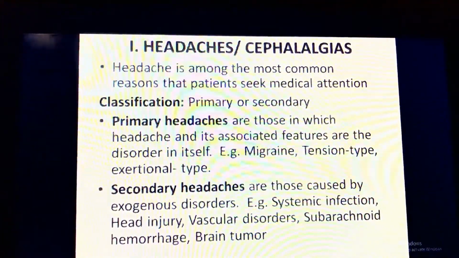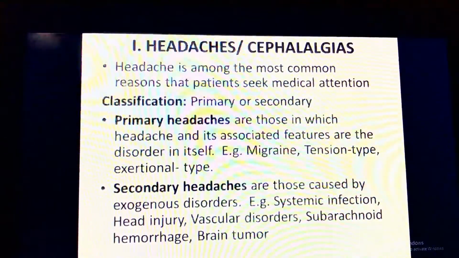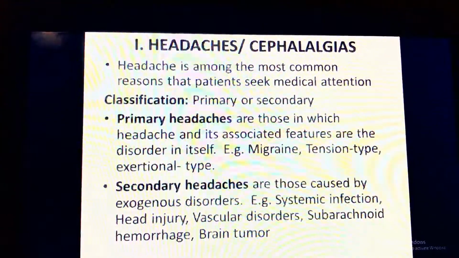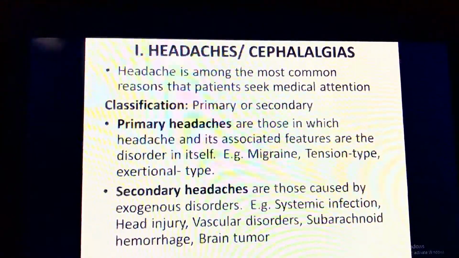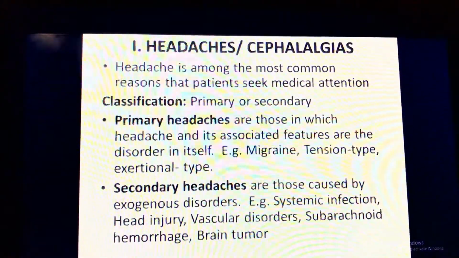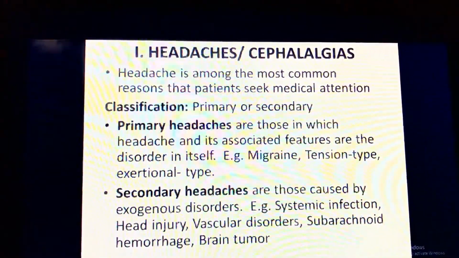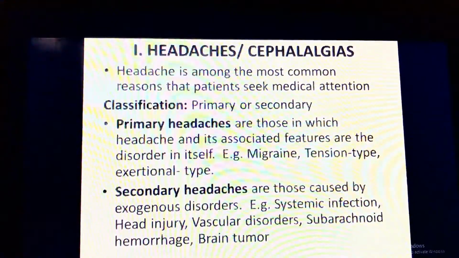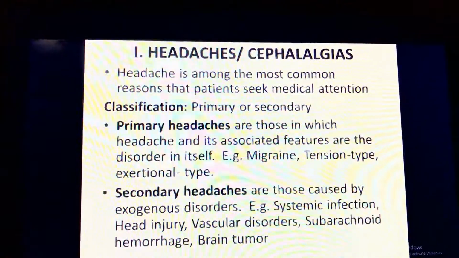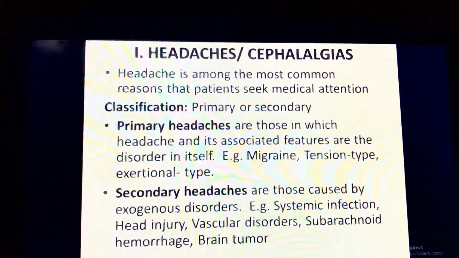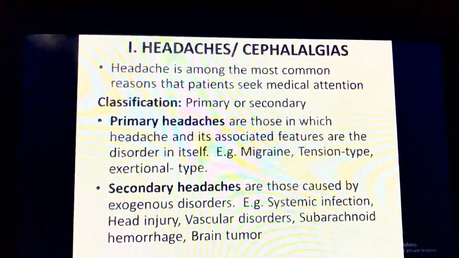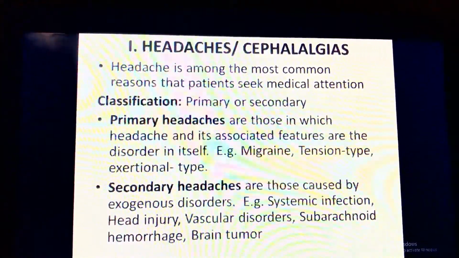We classify primary headache and secondary headache. In primary headache, the headache and its associated features are the disorder in itself. There are no other associated factors or associated disorders that are causing the headache. You feel headache, only headache, without having another pathology. We can have migraine, tension type, exertional type.